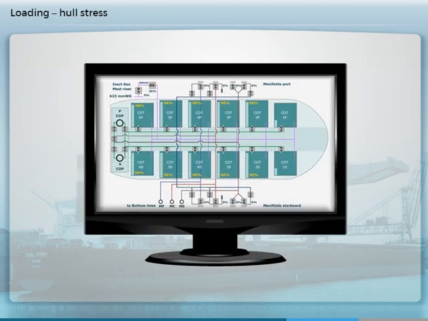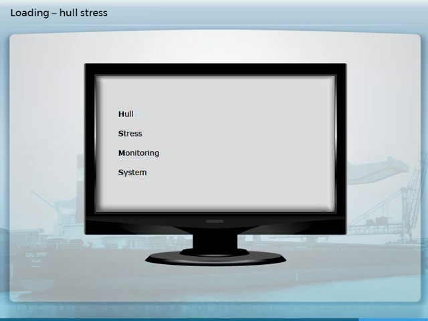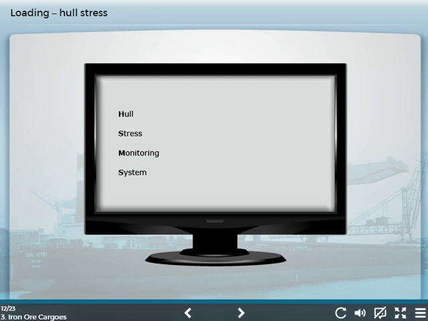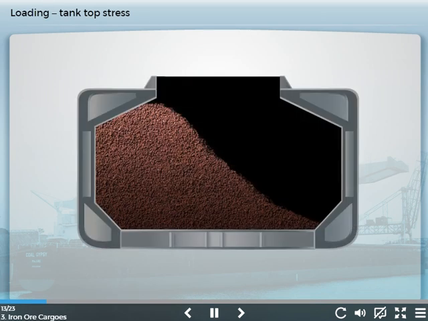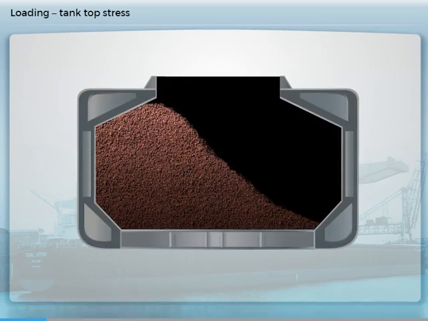Real-time monitoring of hull bending moments and shear forces in port and at sea can be done using a hull stress monitoring system, HSMS, if available. Localized heaping up of heavy iron ore cargo in a hold can cause overstressing of the structure. This can be avoided by trimming the cargo during loading.